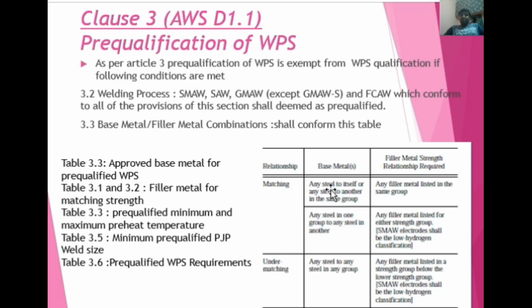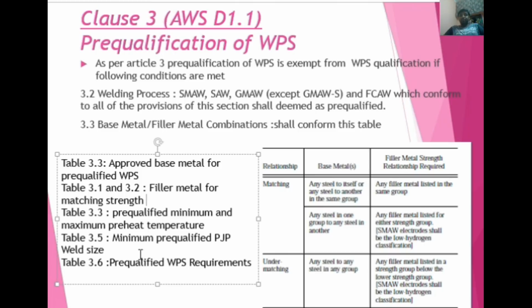So where can we find all these parent metal details? You can see here some of the tables I have mentioned. You can find them in AWS D1.1. Table 3.3 is the approved base metal for pre-qualified WPS, meaning those materials are the only approved base metals for pre-qualified WPS. Tables 3.1 and 3.2 give filler metal for matching strength. For matching strength, we have to check which filler metal is matching.